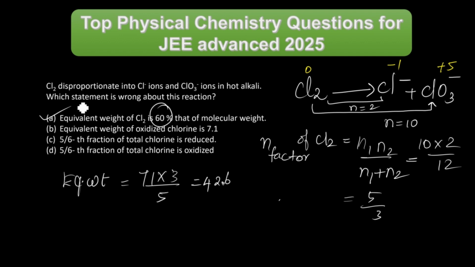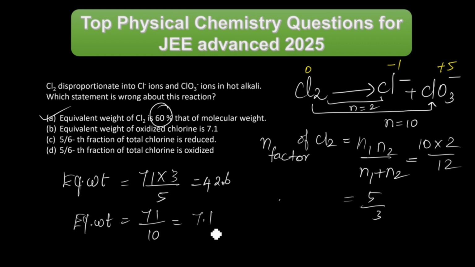Then moving to the option B. Equivalent weight of oxidized chlorine is 7.1. So the oxidation part, where it is losing the electrons, the N value is 10. So equivalent weight, that is 71 by 10, that is 7.1. Okay. Then the third one, 5 by 6 fraction of total chlorine is reduced.